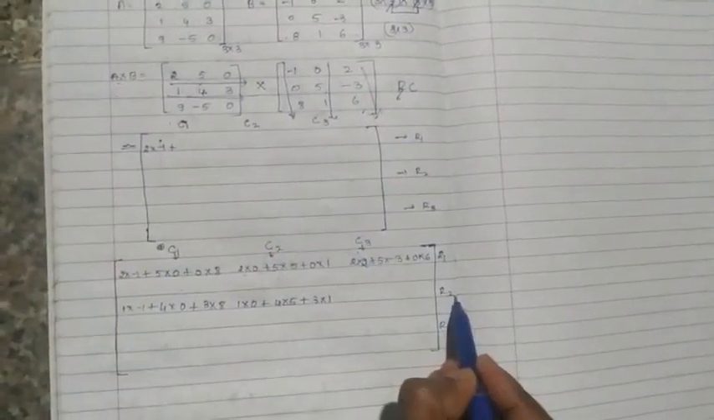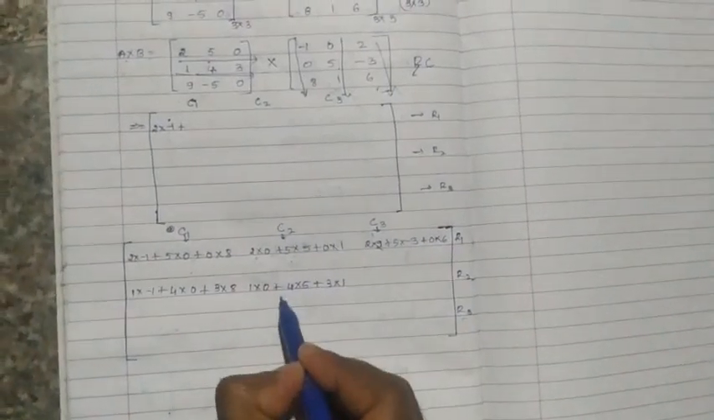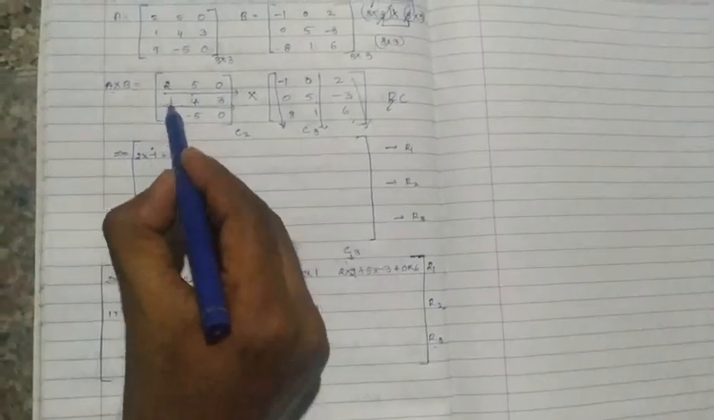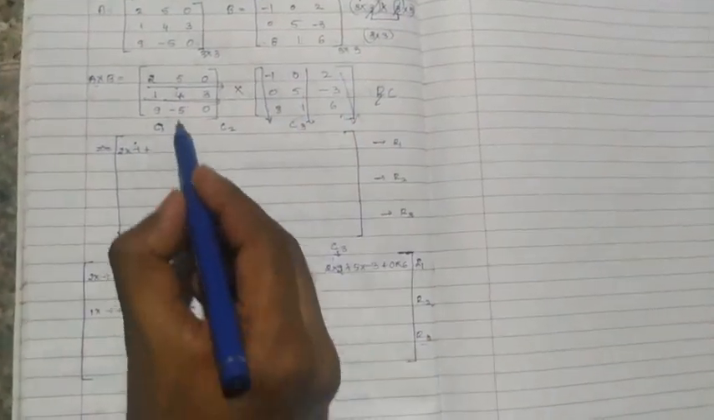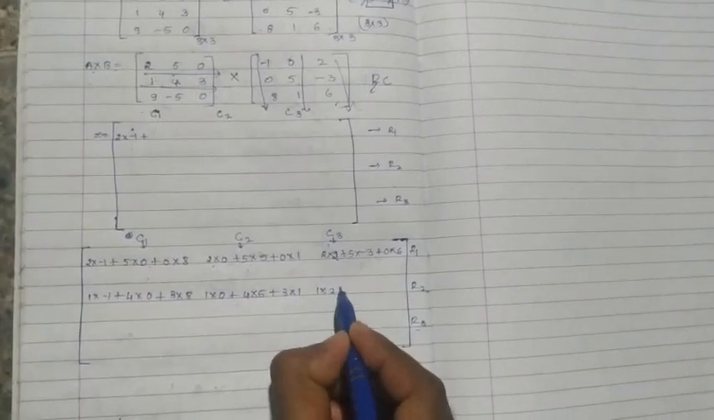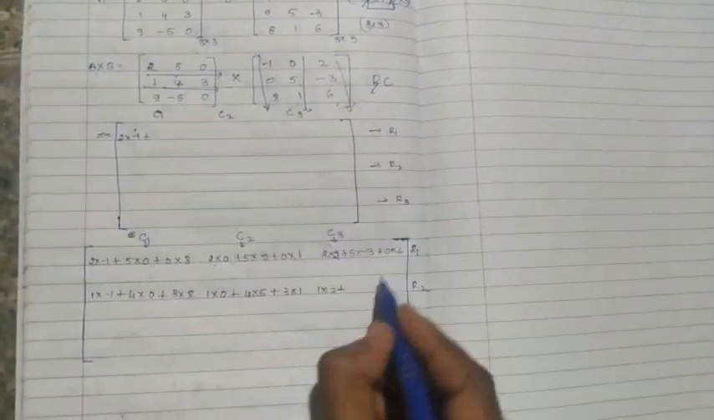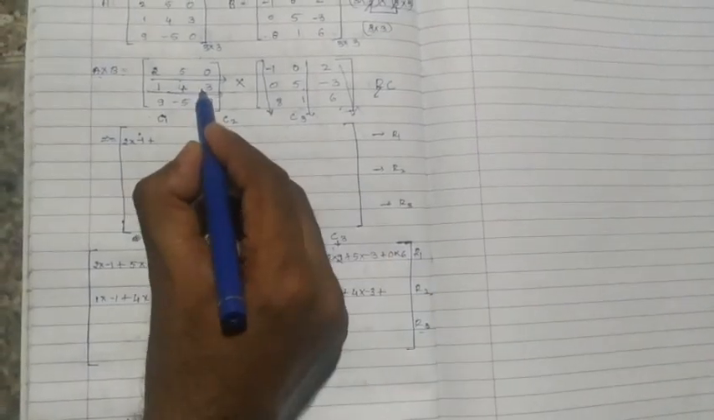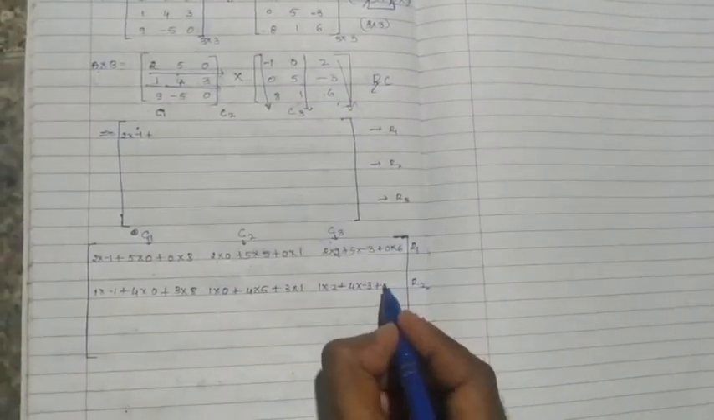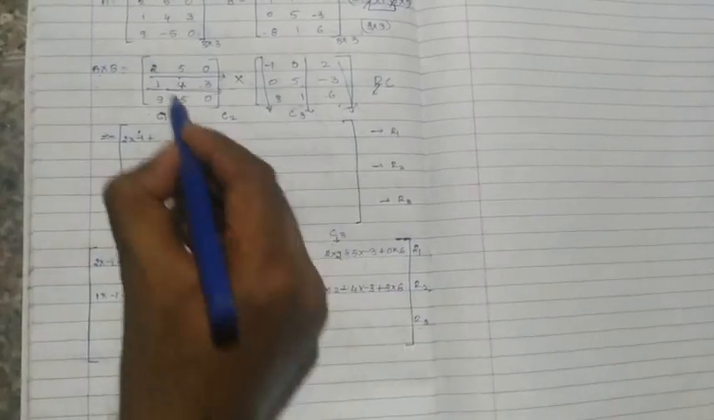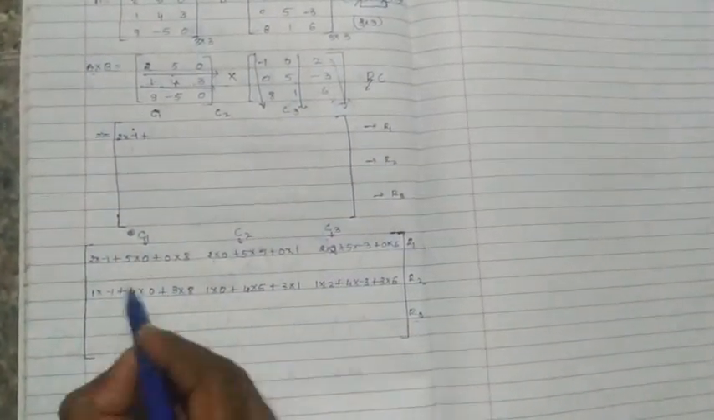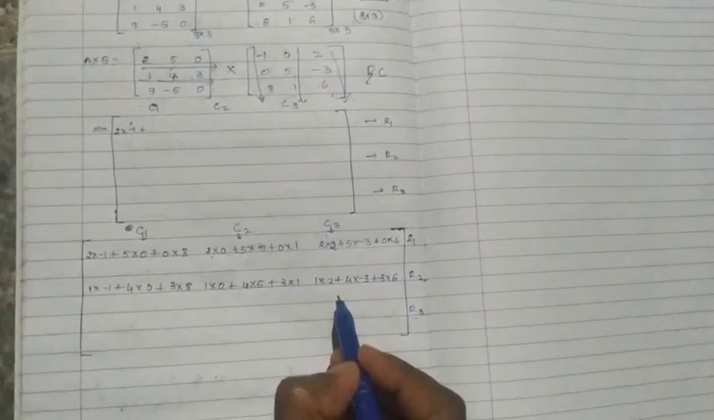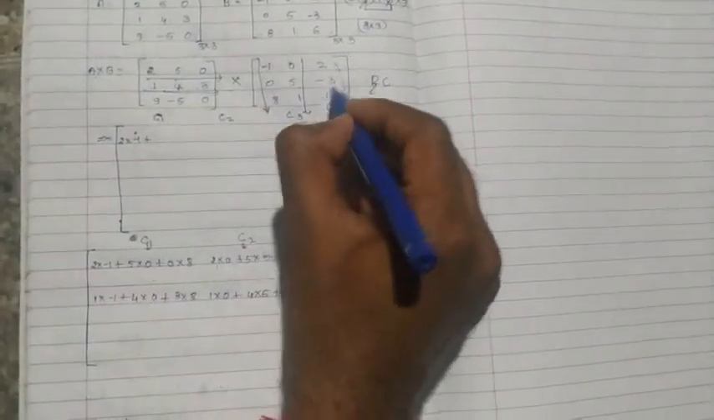Look, the second row is there and the second column entry is done. Like that you have to do the practice. Got it? Next one is second row, third column, that is 1 into 2, plus 4 into minus 3, plus 3 into 6. This is second row, third column. So all the second row column entries are done.